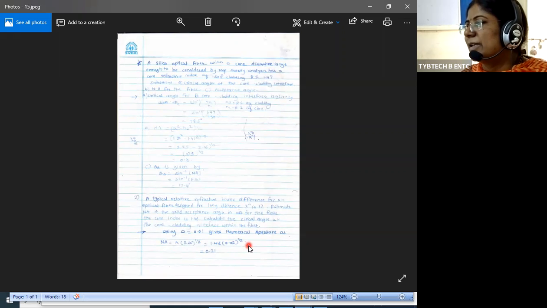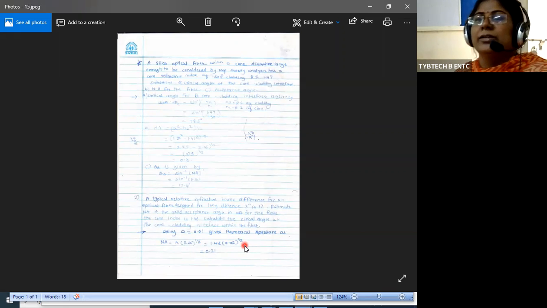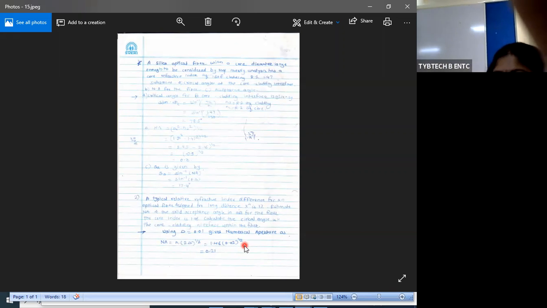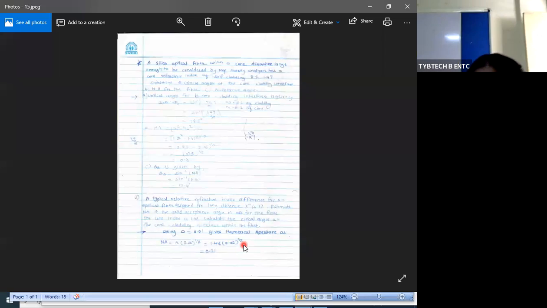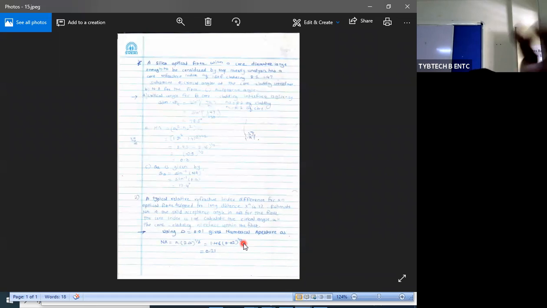Sine inverse of NA, that is equal to the acceptance angle, not the critical angle. Are you getting it? So just wait 1 minute. Those who are attending online, you can just try to see it on the board. You may not be able to hear, but at least you can see the steps I am writing there. Just wait.